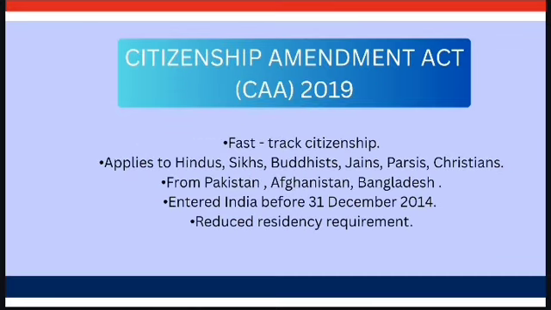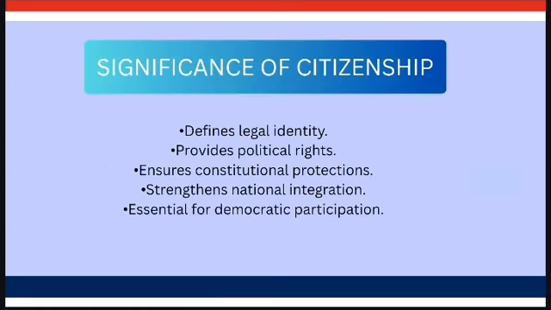Now we will see the Citizenship Amendment Act 2019. The Citizenship Amendment Act 2019 provides a fast-track route to Indian citizenship for Hindus, Sikhs, Buddhists, Jains, Parsis, and Christians from Pakistan, Afghanistan, and Bangladesh. These individuals must have entered India before 31st December 2014. The Act reduced the required period of residence for naturalization from 11 years to 5 years for these groups. The government justified the law on humanitarian grounds for persecuted minorities.